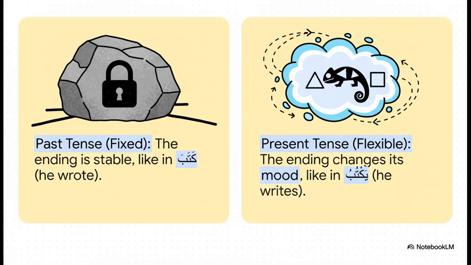So, check this out. In Arabic, the past tense verb is pretty much rock solid. You take a word like kataba, he wrote, and that ending, it's fixed. It doesn't go anywhere. But the present tense, well, that's a different story. It's kind of like a shapeshifter. Its ending, that final little vowel sound, can actually change. And these changes are not random at all. They're what give the verb its different moods, and they pack in some really powerful layers of meaning.